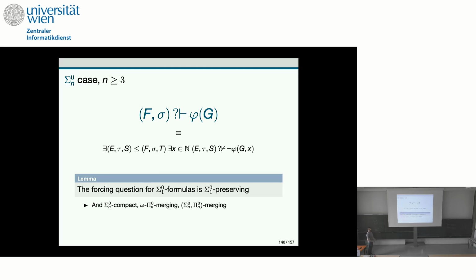And in the higher cases, we go back to Cohen forcing, in the sense that now, as soon as you are Sigma^0_3, you can absorb the complexity of the partial order in the formula, and so you can really ask the usual question. So, is there an extension for which I have the negation of the formula? And so, still same typo. The forcing question for Sigma^0_n formulas is Sigma^0_n preserving for n greater or equal to 3.